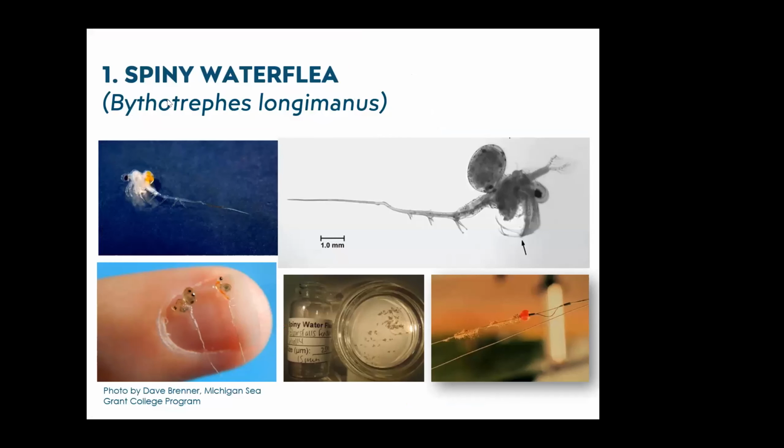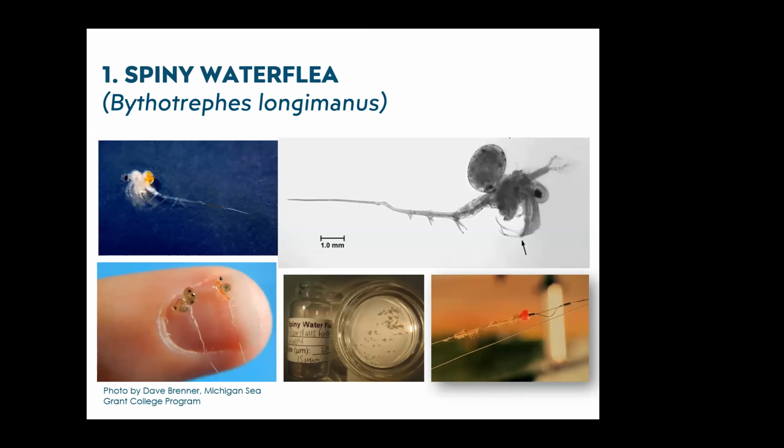So the first one is spiny waterflea, and as you can see from this photo of somebody's fingernail, they are tiny. They are the size of your pinky fingernail, a couple millimeters across. You will not really be able to see these visually in the water.